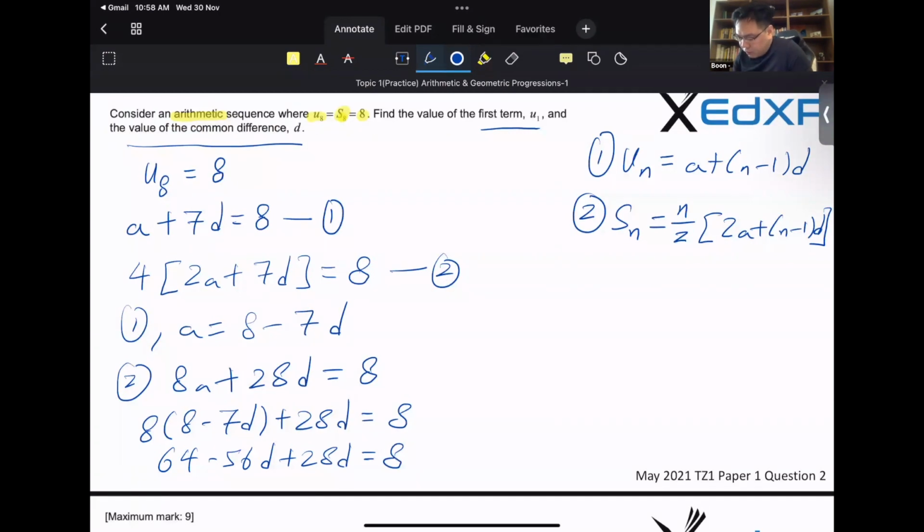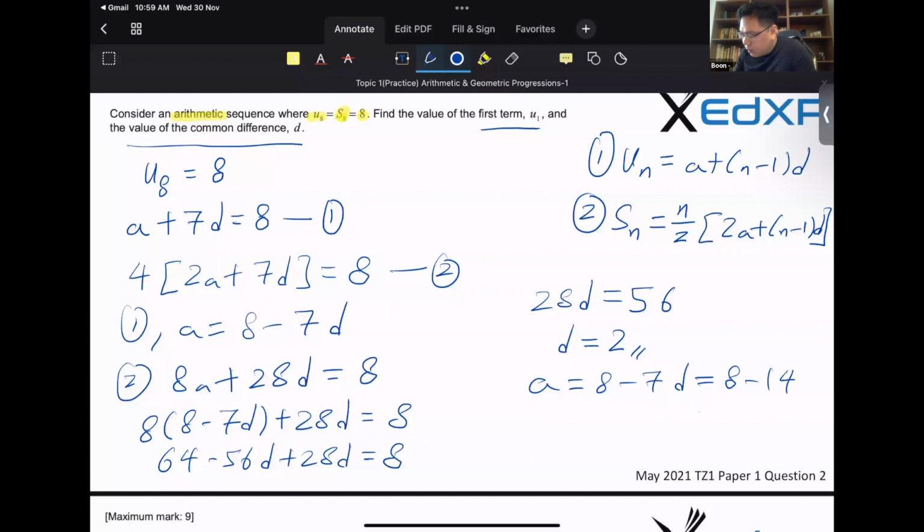Okay, rearranging, so minus 56 plus 28, we have minus 28d is equal to minus 56. So d will be equal to 2. So the common difference is 2. So we happen to have found this first. And to find the first term, U1 or a, we can take 8 minus 7d, which is 8 minus 14, and that gives me negative 6.